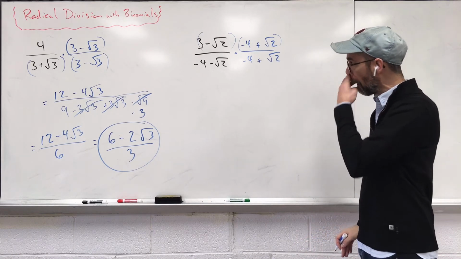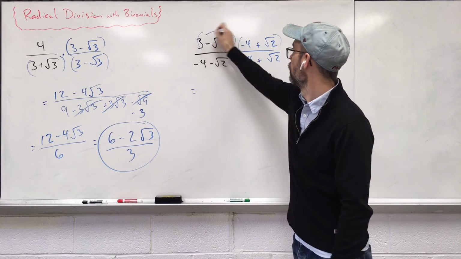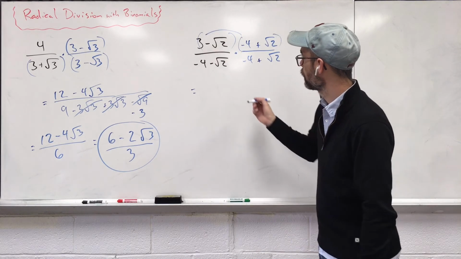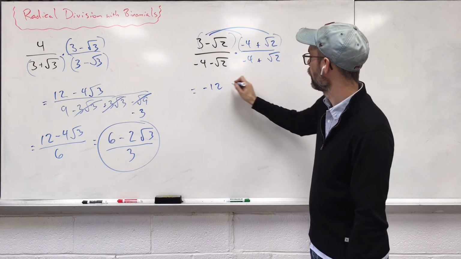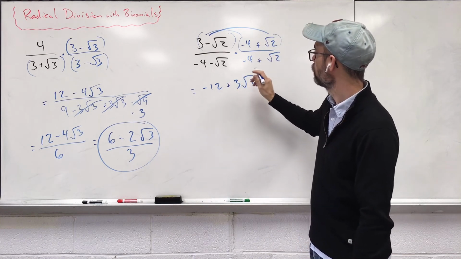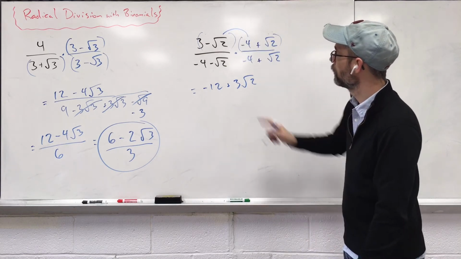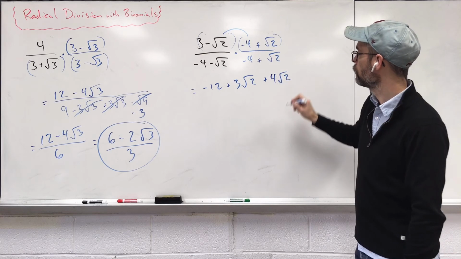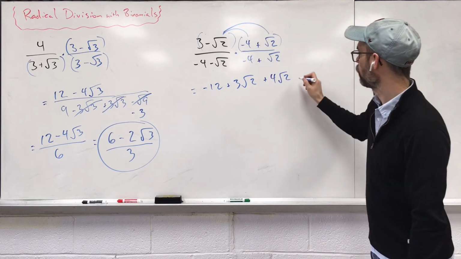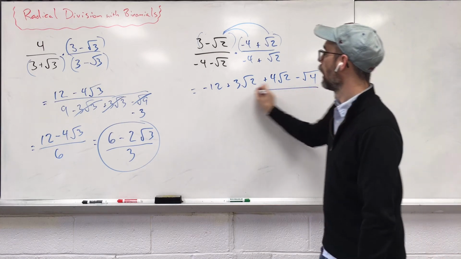distribute, multiply. All right, distribute that 3. We're going to say negative 12. Distribute 3 again. You're going to get 3 radical 2. Running out of room, so I'll say distribute those. Negative, negative, positive. 4 radical 2. Distribute again. Negative, positive is negative, giving us radical 4.